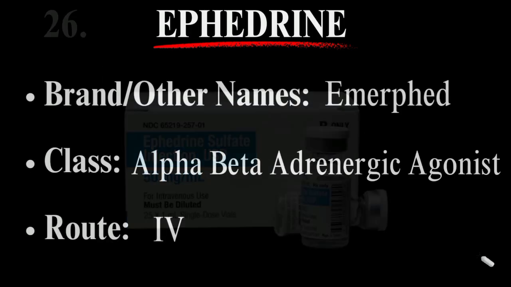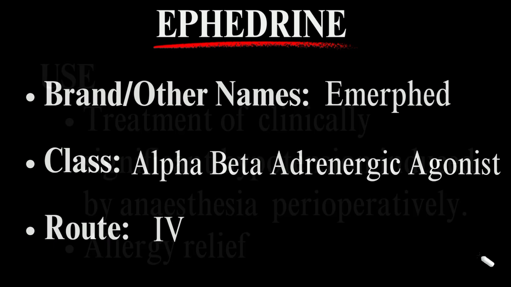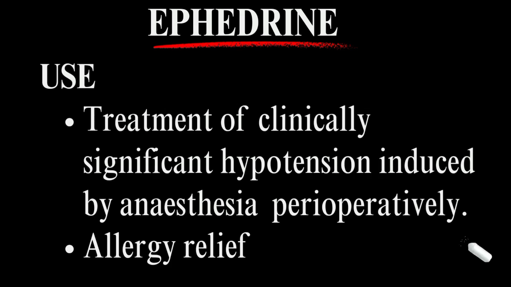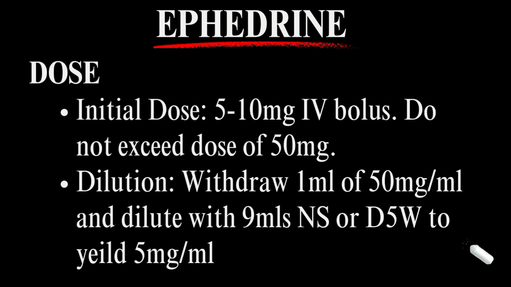Ephedrine is sold under the brand name Emifed. It's an alpha beta adrenergic agonist and the route of administration is IV. So it's used for the treatment of clinically significant hypotension induced by anesthesia perioperatively and also to relieve allergic reactions. The dose is an initial dose of 5 to 10 milligram IV bolus. You're not supposed to exceed a dose of 50 milligram.